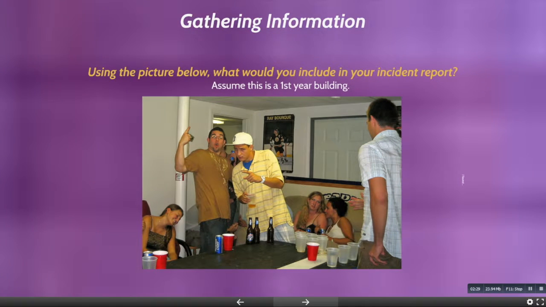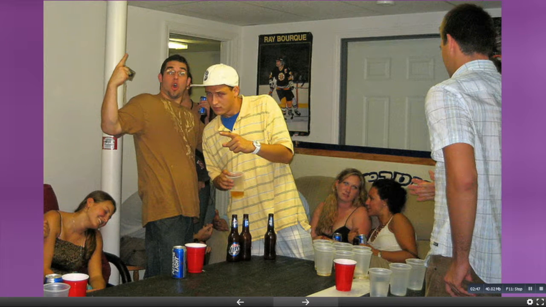Now we're going to give you an opportunity to practice. So using this picture, what would you indicate in your incident report? So assume that this is a first year building. We're going to give you a few moments to look at the picture, really take it in, and then fill out a brief form about what you saw.